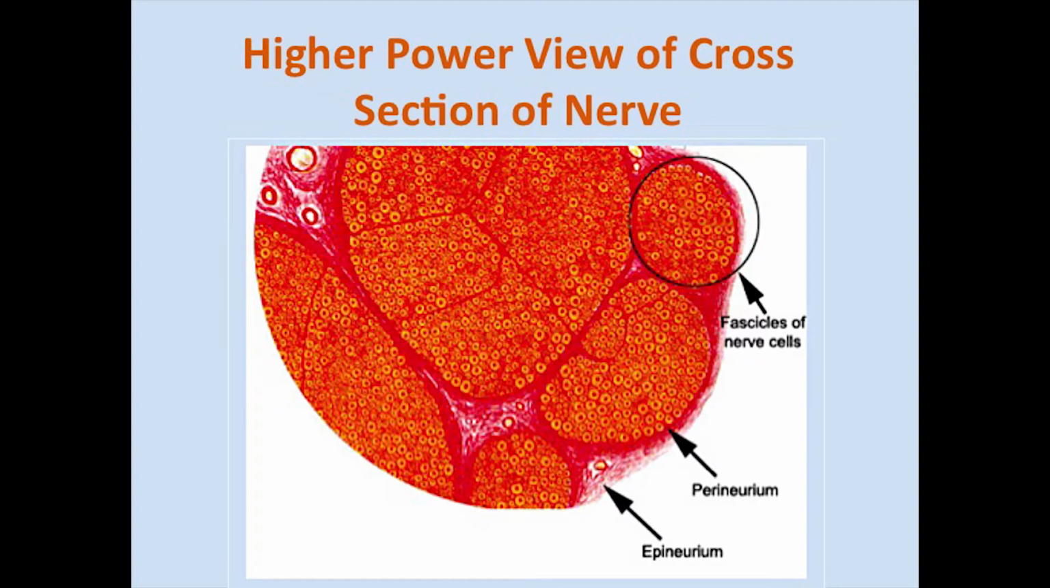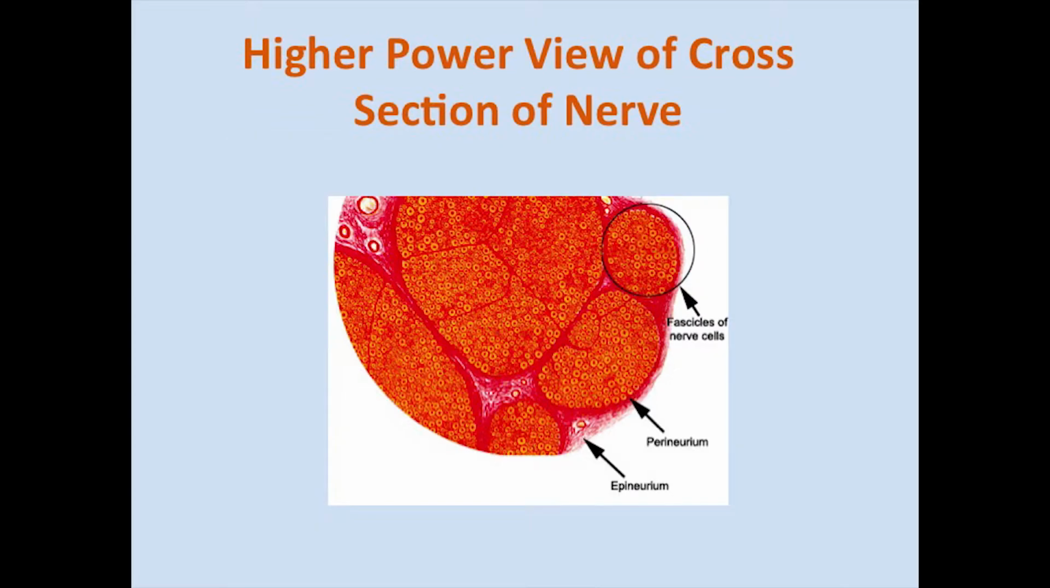This is again a blow-up of that one. Here you have the epineurium surrounding the whole thing. You have the perineurium surrounding this group of fascicles. Here you have the individual axons surrounded by myelin and grouped according to how they develop in squids.